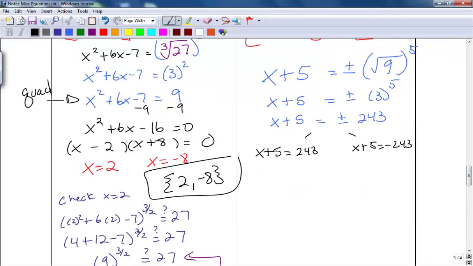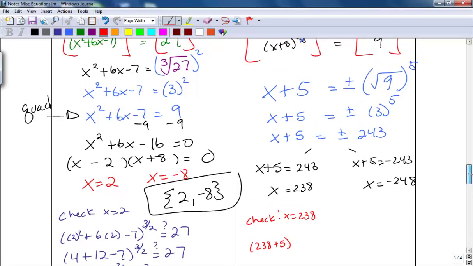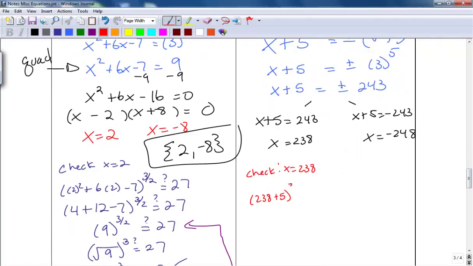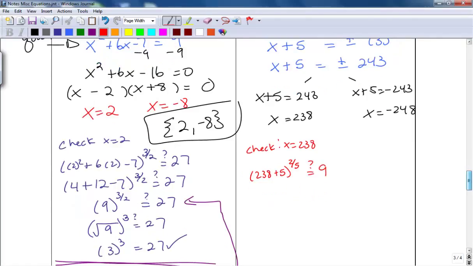We'll go ahead and finish solving. Here x is equal to 238. And on the right, x would equal negative 248. So what do we have to do now? We have to check. So let's go ahead and check x equal 238. Instead of x, I write 238 plus 5, and then I'm raising it to the 2/5 power, and I have to figure out, does this actually give me 9? Well, I don't know. Let's find out.